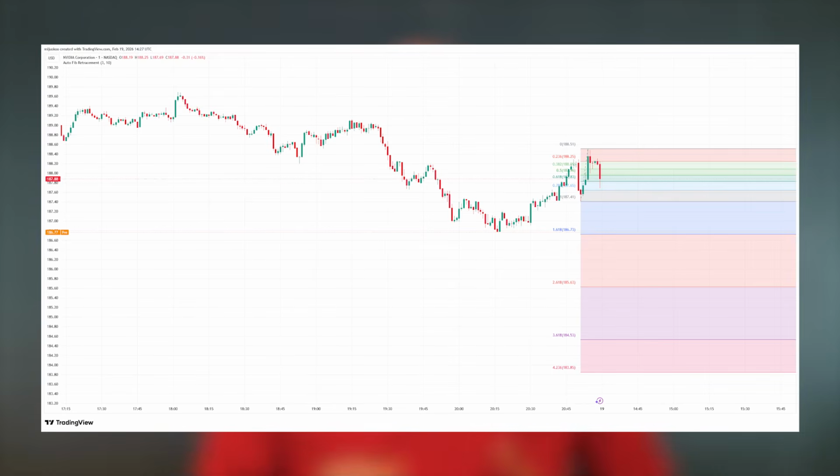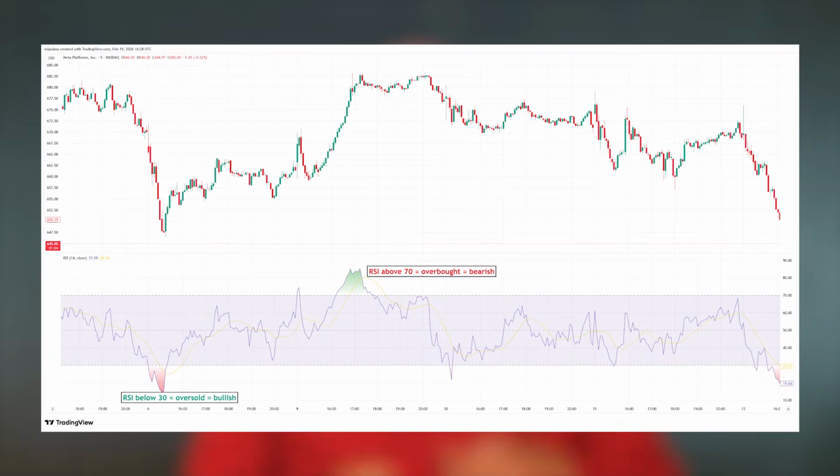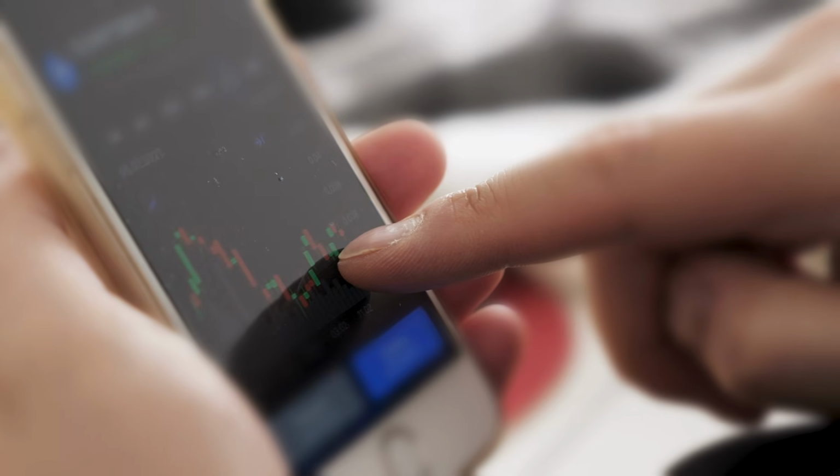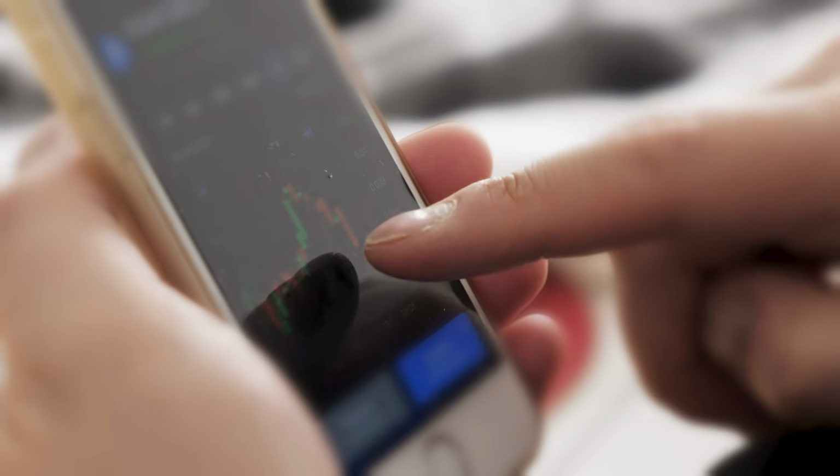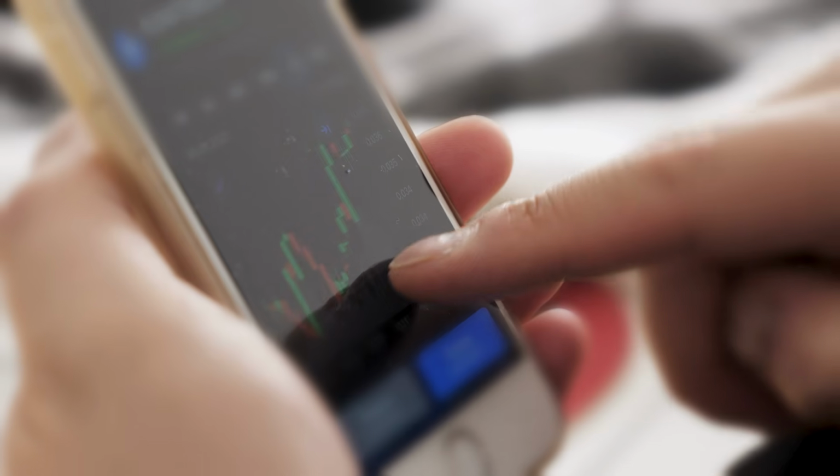There are hundreds of trading strategies out there. Fibonacci retracements, Elliott waves, supply and demand zones, and the list goes on and on and on. If you're like most people, you probably tried a few, gotten confused by a few more, and you're still not sure which ones are actually worth your time. So today we're going to fix all that.